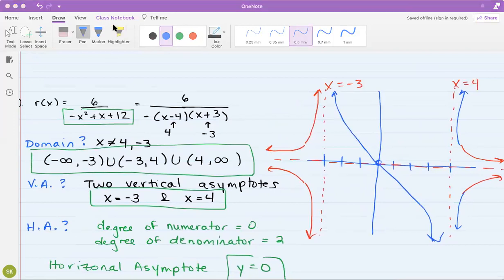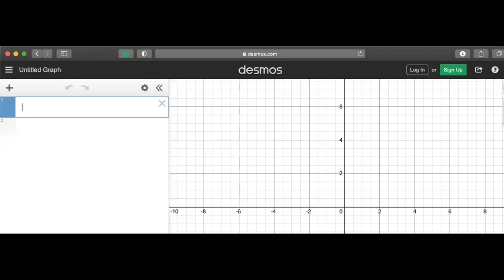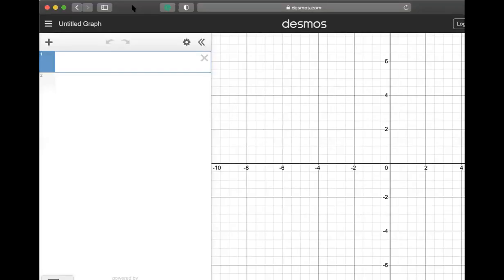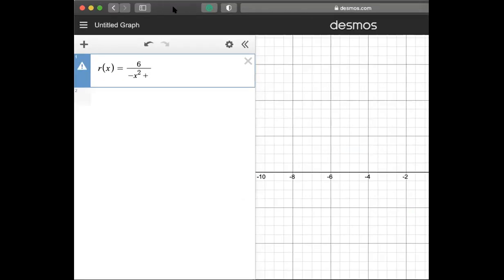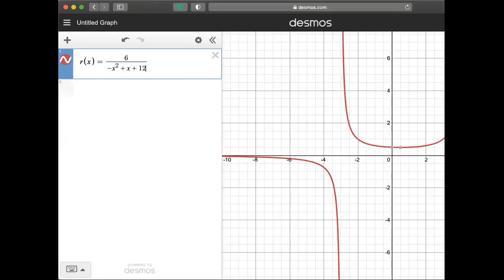So I'm going to put this into Desmos. Let me share my screen here. Okay. I'm going to put r of x is equal to 6 over -x squared plus x plus 12. And now let's look at this graph.